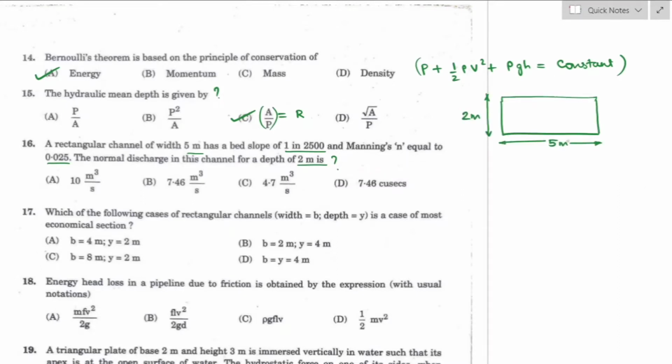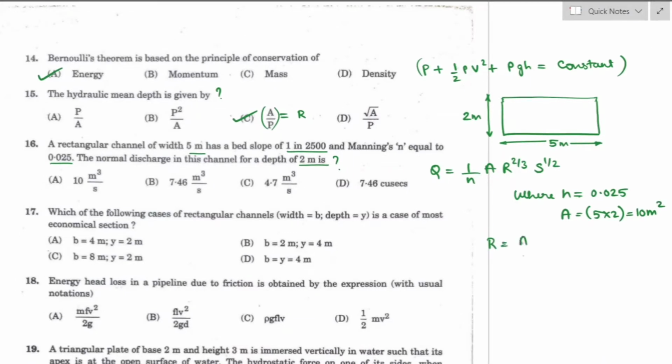So let us consider a rectangular channel section of 5 meter wide and 2 meter depth. So discharge is given by the formula 1 by n A R to the power of 2 by 3 S to the power of 1 by 2, where n is the Manning's coefficient 0.025, A is the area of the rectangular cross section, so 5 into 2 which is equal to 10 meter square, where R is the ratio of wetted area by wetted perimeter.